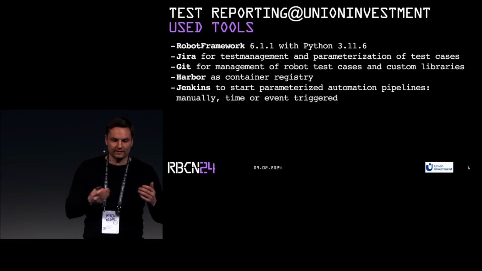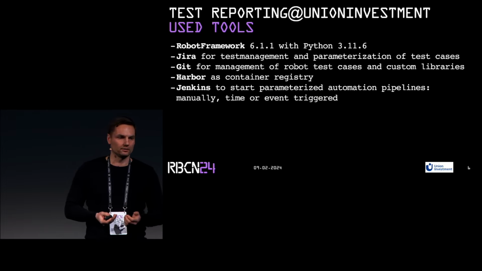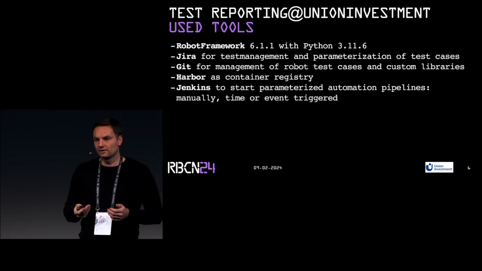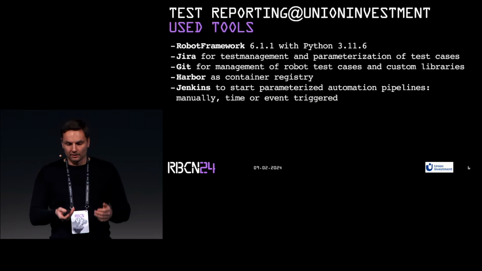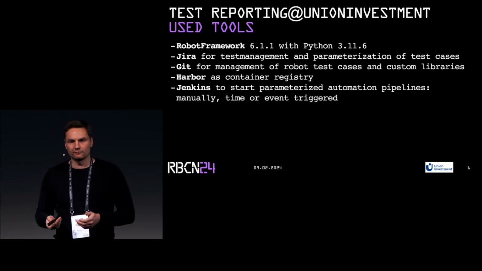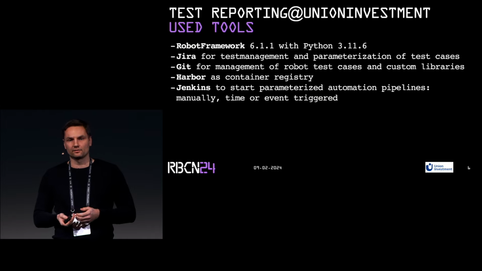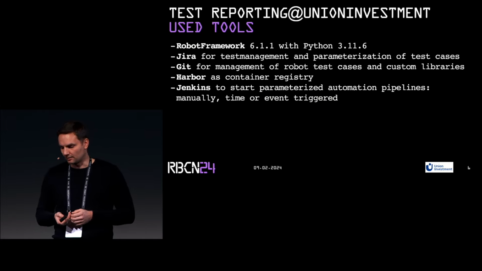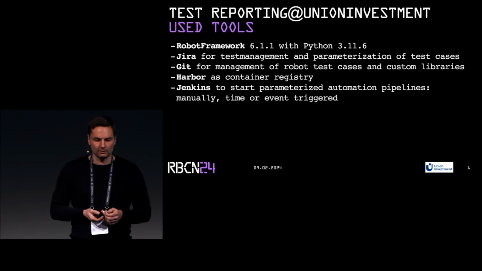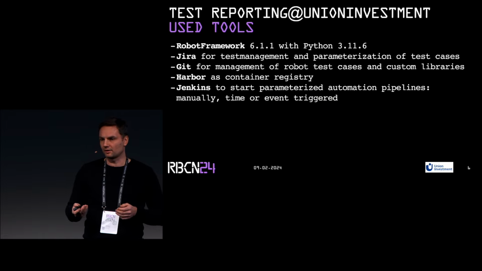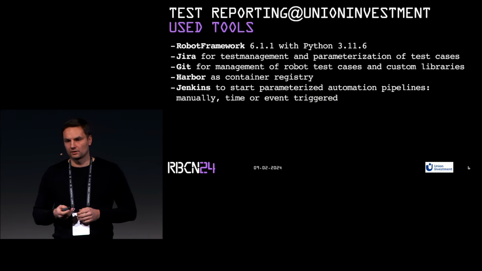You need to know that our test management system is Jira. So in Jira, you find all the test descriptions, test definitions, and we need to report to Jira. In Git, you can find the libraries we develop, the keywords, resource files, test cases, and most of the executions are running in a container, so we need a registry therefore, and this is Harbor. Jenkins is our orchestrator, so everything starts in Jenkins. There you're able to choose some parameters and run the test manually or even time-triggered or event-triggered.